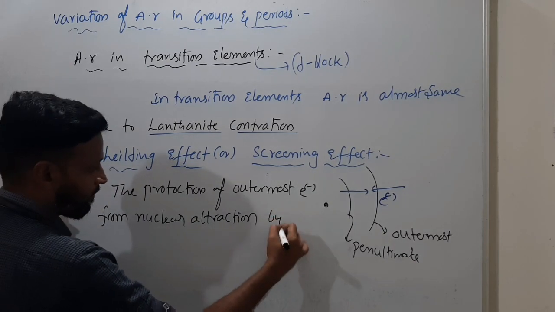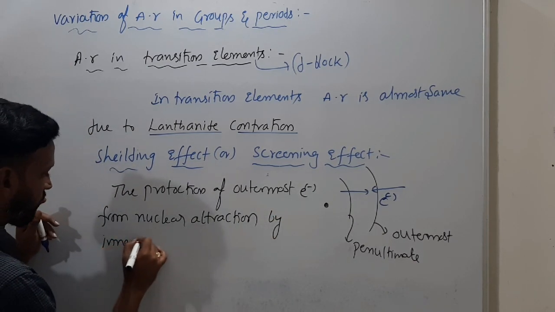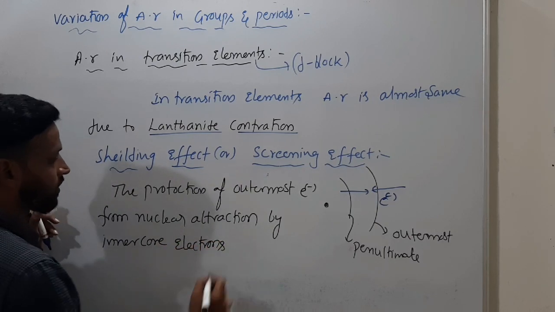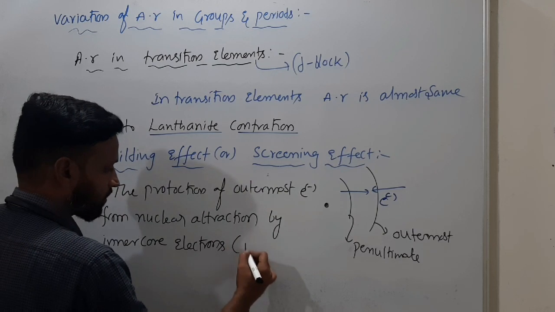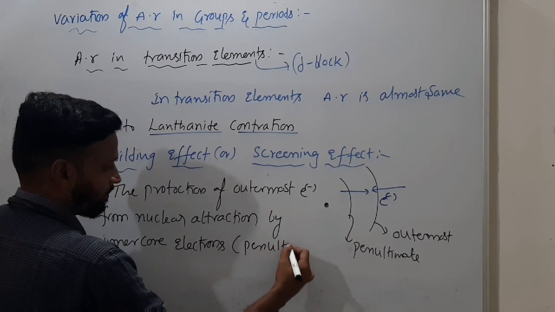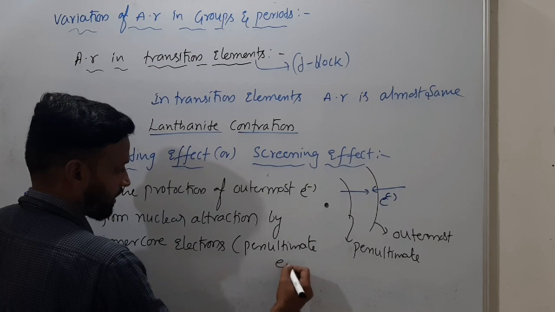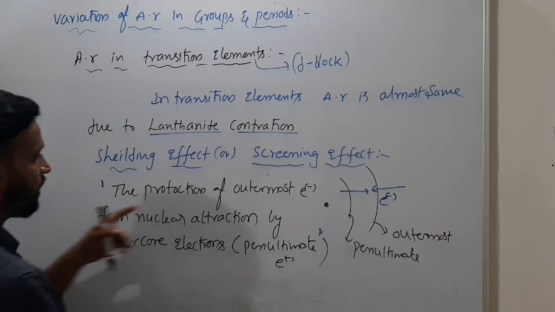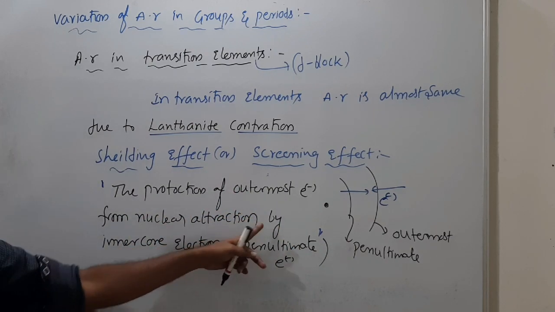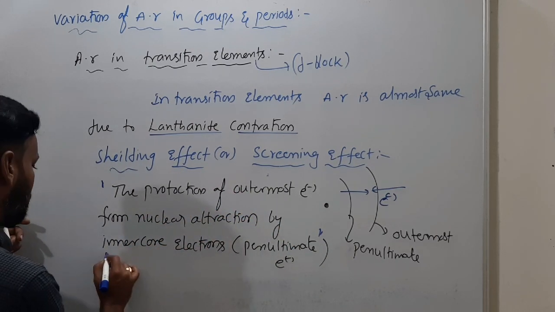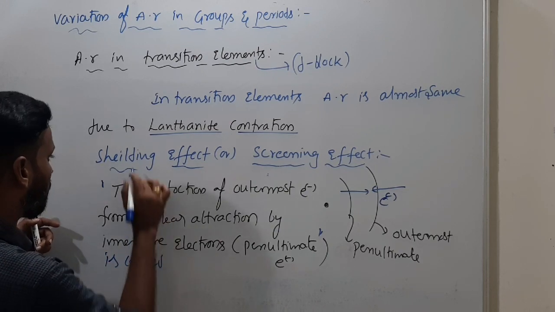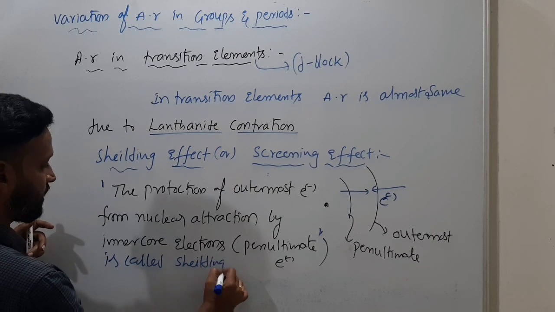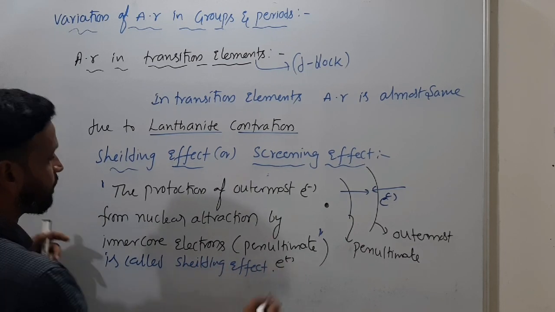Who are protecting? By inner core electrons. Inner core electrons means penultimate electrons. The protection of outermost electrons from nuclear attraction by inner core electrons is called the shielding effect. Shielding effect. This is very important.